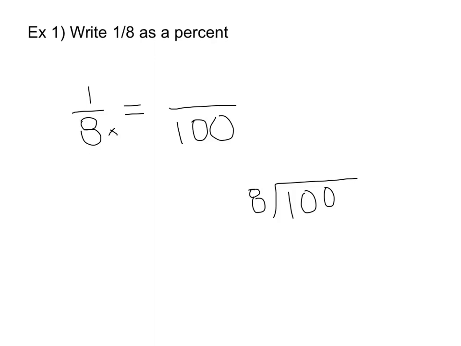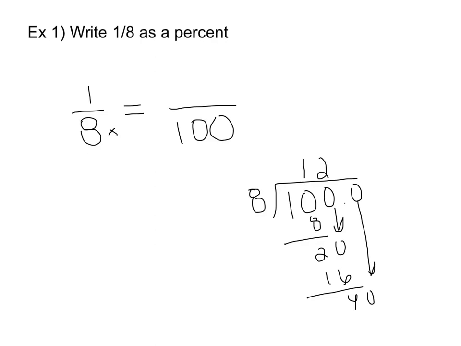So I'm going to do my scratch work over here. 8 goes into 10 1 time. 1 times 8 is 8. 10 minus 8 is 2. Bring down my 0. 8 goes into 20 2 times. 2 times 8 is 16. 20 minus 16 is 4. I'm going to add a decimal and a 0. Bring down a 0, and then the 5, and the decimal goes straight up.